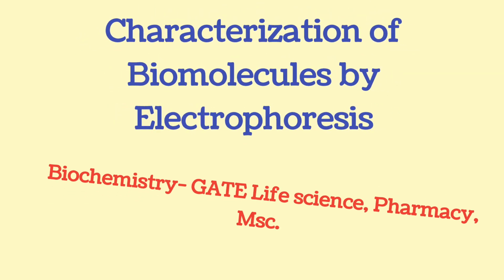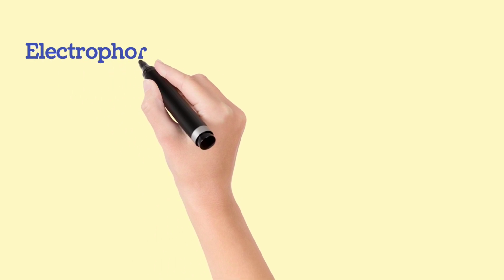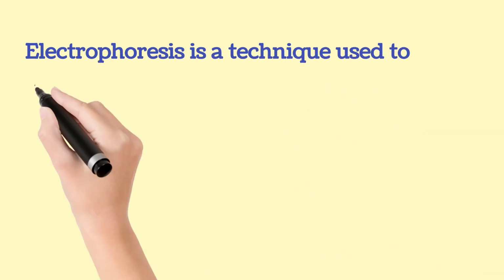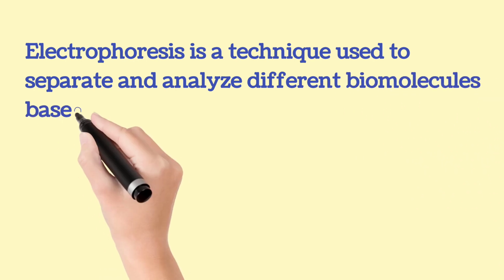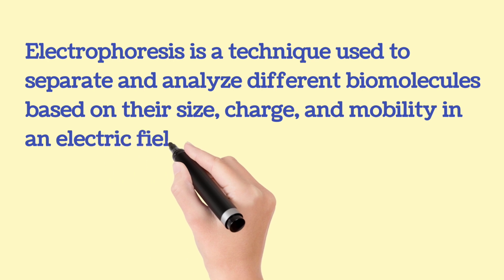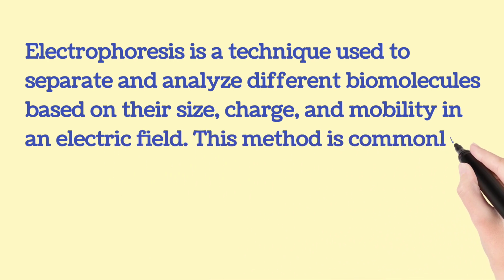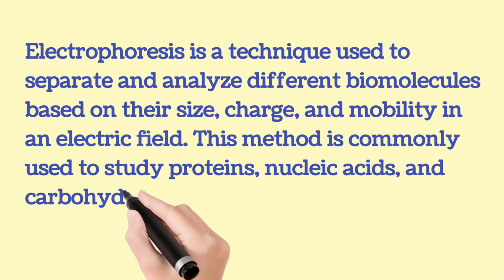Characterization of biomolecules by electrophoresis. Electrophoresis is a technique used to separate and analyze different biomolecules based on their size, charge, and mobility in an electric field. This method is commonly used to study proteins, nucleic acids, and carbohydrates.